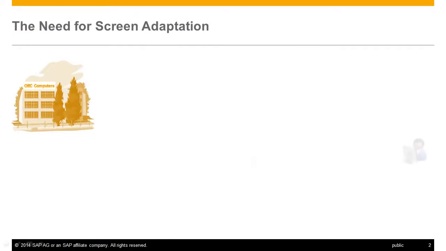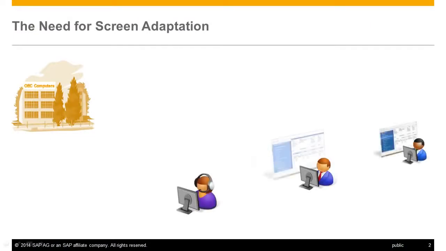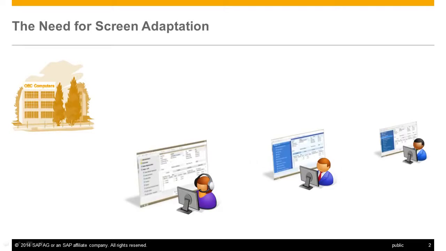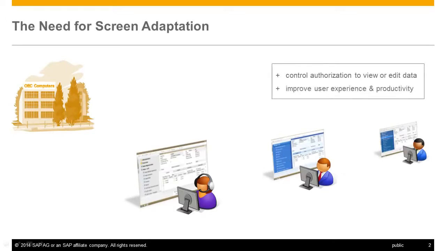Different roles within a company require different UI screens in SAP Business One for each user. This makes sure that an employee can only see or change data he is entitled for. And second, screens which have been optimized for specific tasks can improve user experience and productivity.